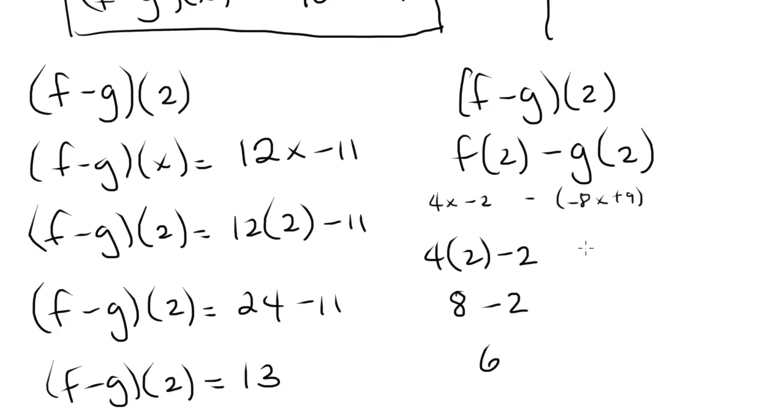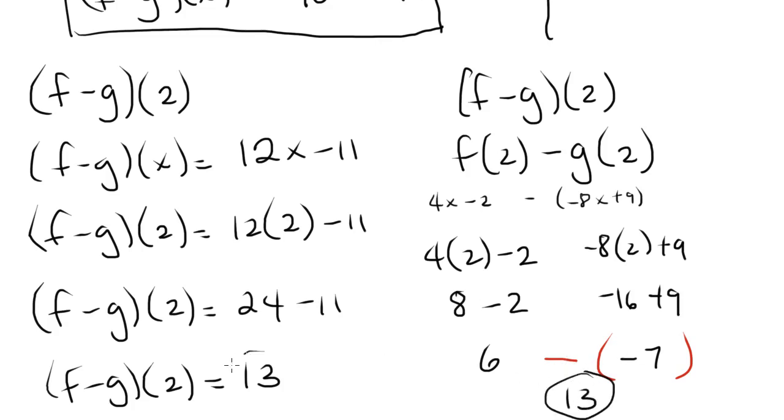G of 2, that's negative 8 times 2 plus 9. Negative 8 times 2 is negative 16, plus 9. Negative 16 plus 9 is negative 7. G of 2 is negative 7. Now this problem says take f of 2 and subtract g of 2 from that. So let's subtract g of 2. 6 minus negative 7 is 6 plus 7, which still gives me 13.